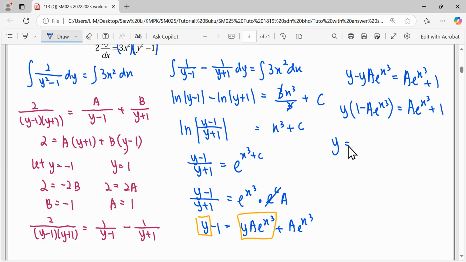So lastly, our y will be A e to the x cubed plus 1 over 1 minus A e to the x cubed. Therefore, this is our general solution with y as the subject, and all is in terms of x. So that's all for these questions. Thank you for watching.